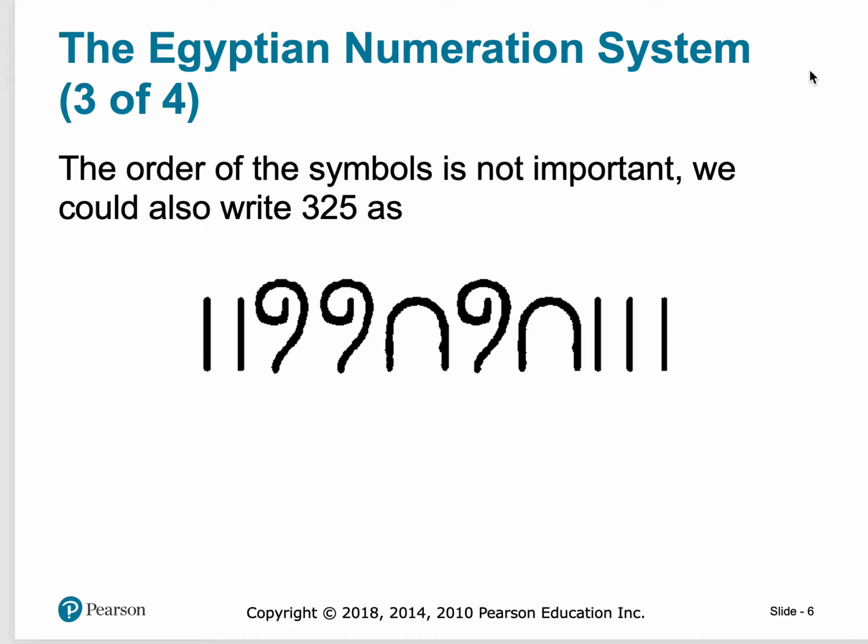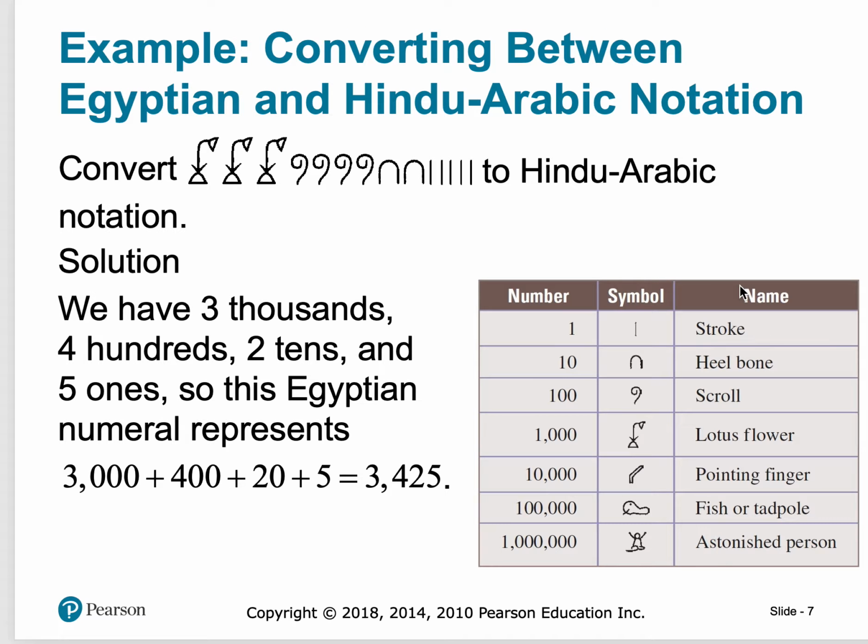The order of the symbols is not important. So you can get some really crazy stuff going on here, where I could put them all out of order and still have to realize this is 100, 200, and 300. This is 10 and 10, so that's 20, and then 1, 2, 3, 4, 5. When order is not important, it can look really funky, but it's natural to us to write them in order.